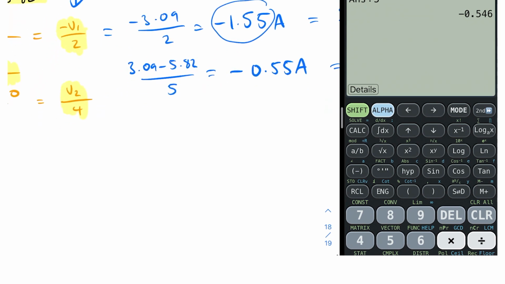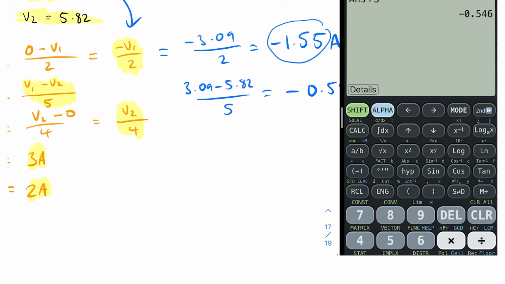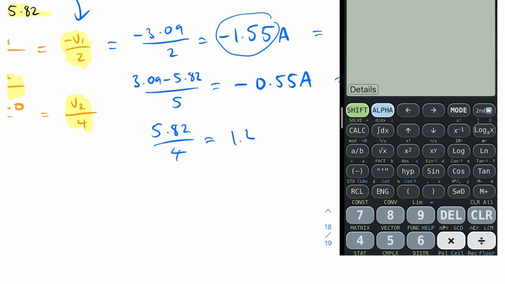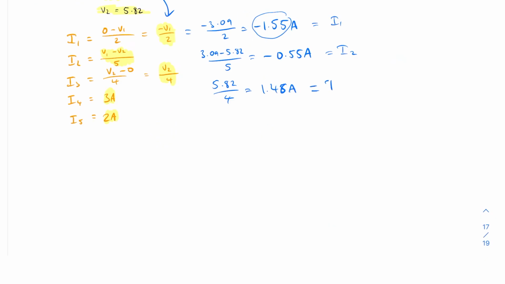this is I2, and now we're on to I3, which is V2 divided by 4. So we've got 5.82 divided by 4, and we got that current direction correct, 1.455 or 1.46 amps. And so now we know that, and we already know that I4 is 3 amps and I5 is 2 amps. And so now we have the current values of all of the different parts of the circuit.